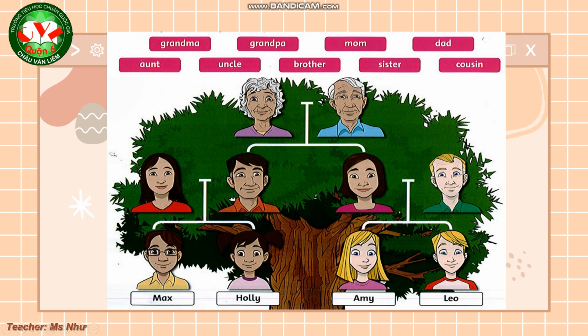Now let's read the words again. Grandma, grandpa, mom, dad, aunt, uncle, brother, sister, cousin.